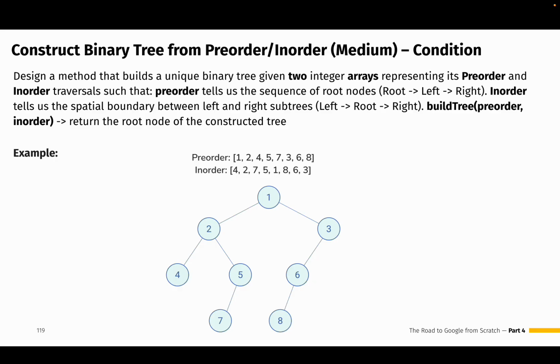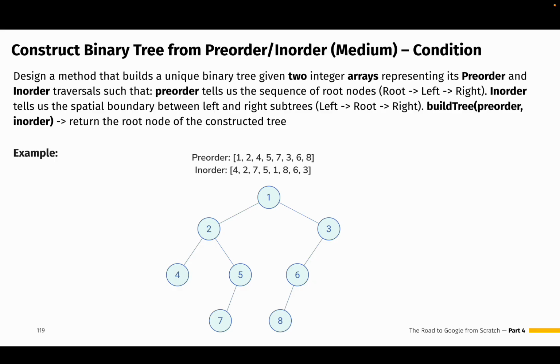So the condition says that we will need to design a method that builds a unique binary tree given two integer arrays representing its preorder and in-order traversal, such that the preorder tells us the sequence of the root nodes, which are going from root then to left then to right, but in order tells us the spatial boundary between left and right subtrees, which are coming from left, root, right.